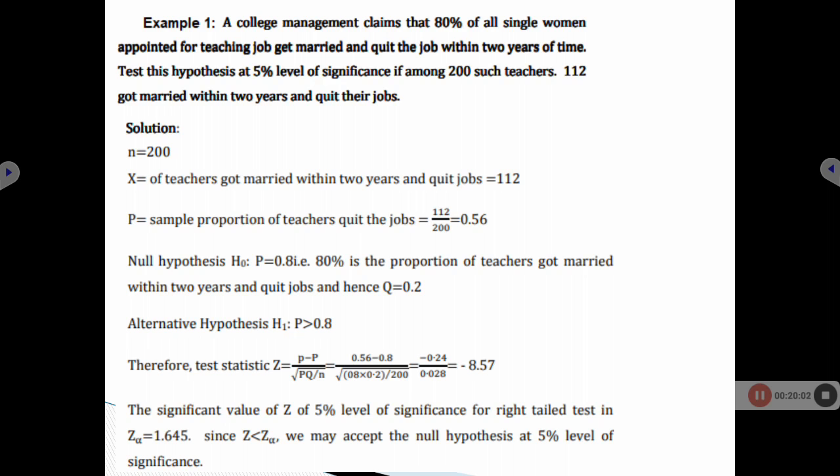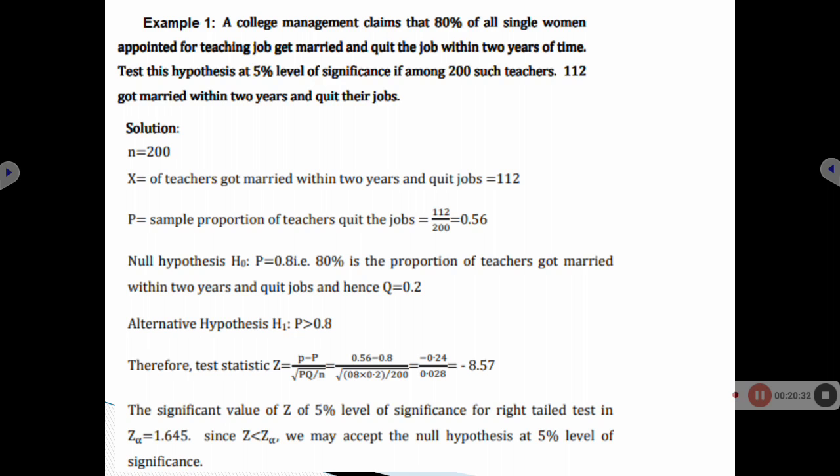Now here the sample they have given is n equal to 200. The number of teachers who got married within 2 years and quit the job is 112, that is your x value, and p is the sample proportion of teachers who quit the jobs. So out of 200 teachers, 112 teachers have quit the job. 112 divided by 200 is equal to 0.56. That's the value of our p.